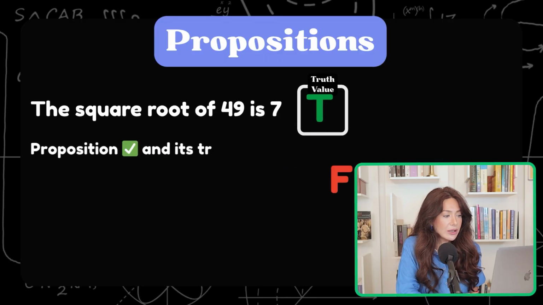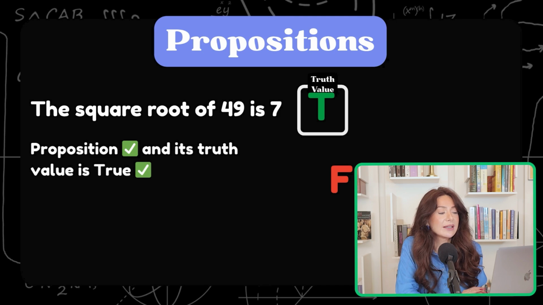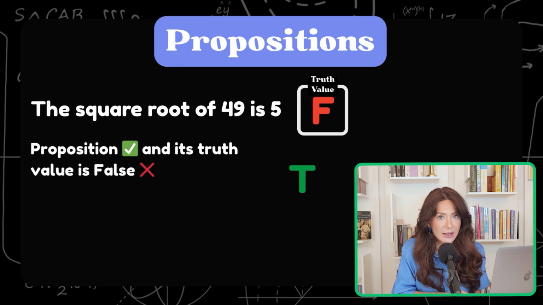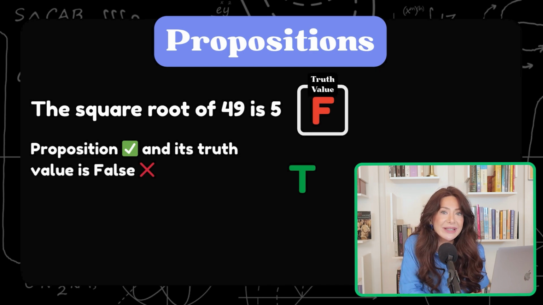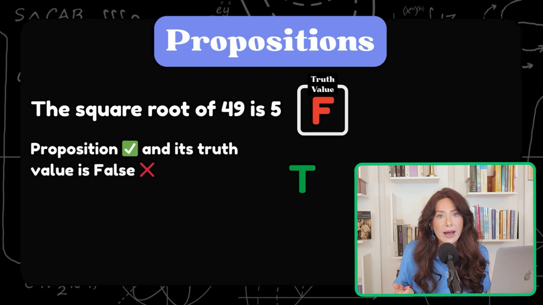So this sentence right here, the square root of 49 is 7. This is a proposition. Not only is its truth value true, but even if I said the square root of 49 is 5, it would still be a proposition. In that case, its truth value would be false. But it's that type of sentence that can be either true or false. That's all you need for a sentence to be a proposition. That's a necessary and sufficient requirement for a sentence to be categorized as a proposition, okay?